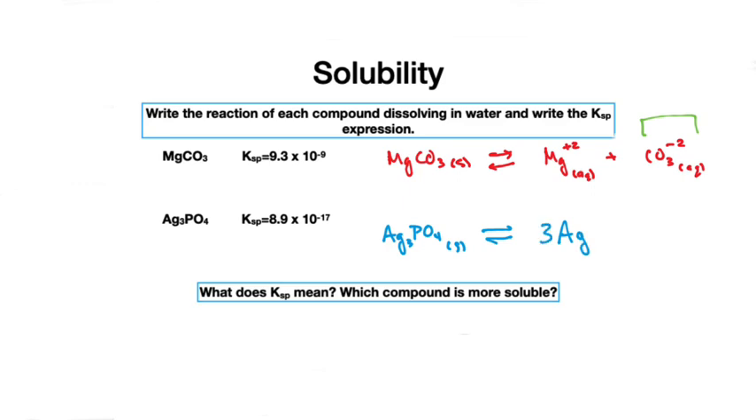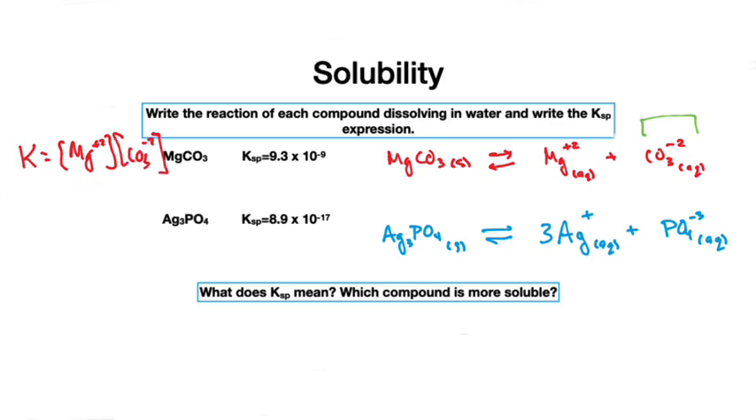When we go through and do this, you're looking at 3 silver ions, aqueous, plus our phosphate ion, aqueous. Okay? This becomes really, really important when we talk about trying to establish what your K expression is. So your K expression is your products over reactants, okay? But we have to remember we can only do it for our aqueous and our gases, which means our K expression for the magnesium carbonate is just going to be the magnesium ion times the carbonate ion.